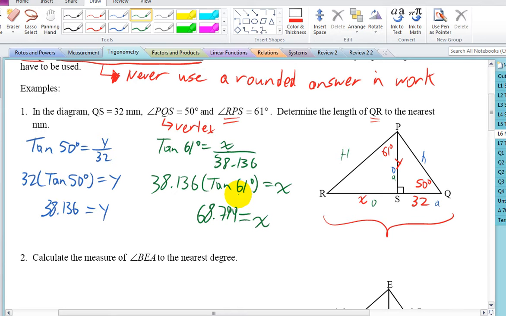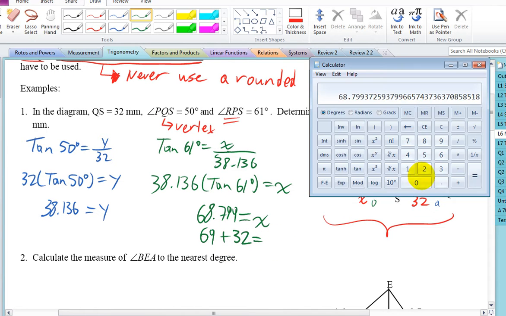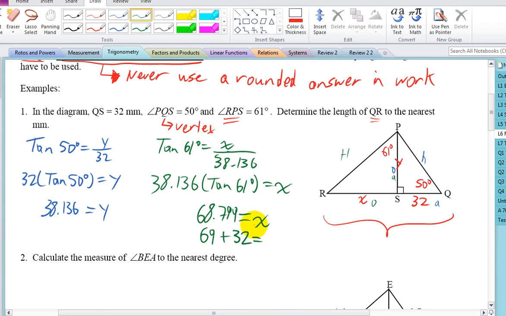Now, what should I round to? Nearest millimeter? Yeah, so it should be 69, because we're looking at millimeters as whole numbers. Add them up. What do you get? 101 millimeters. Put a box around it so it's easy to find.